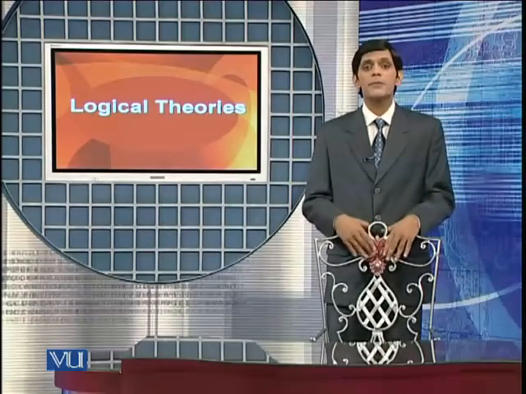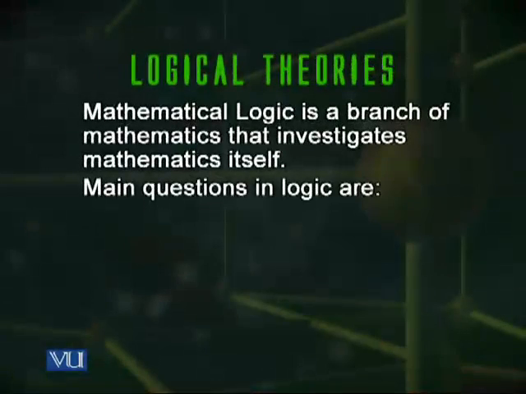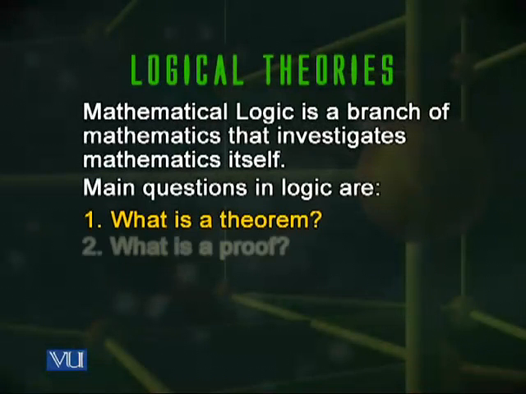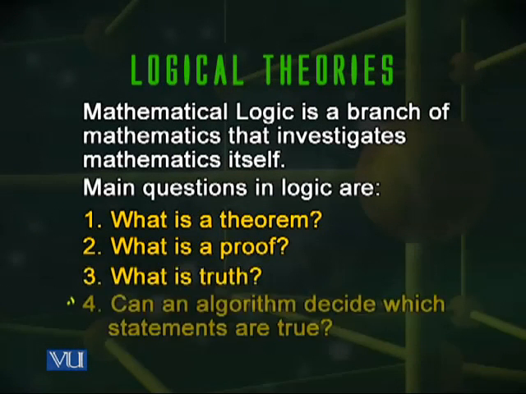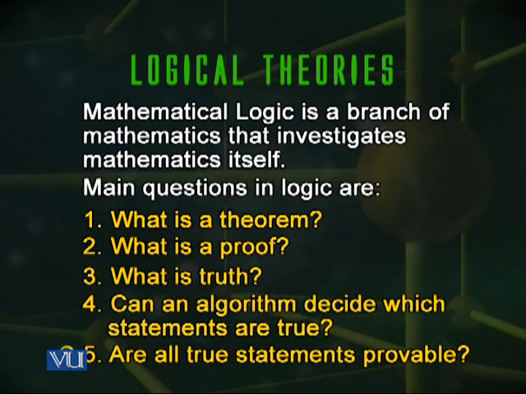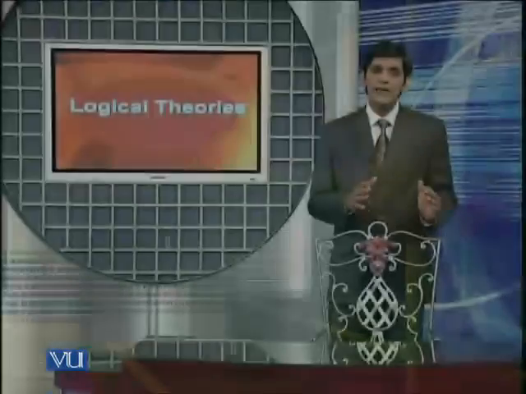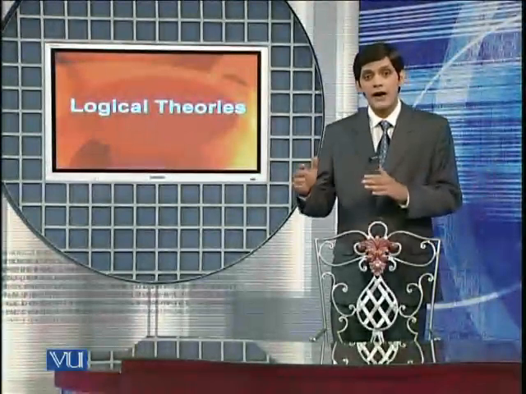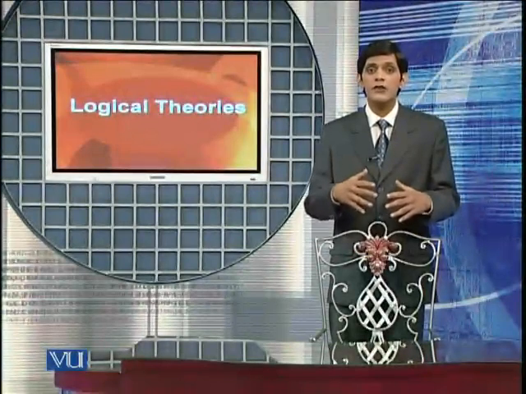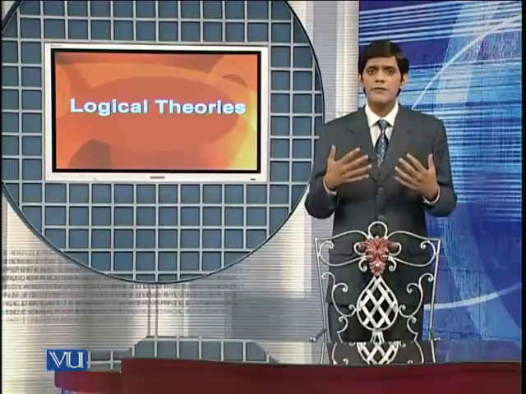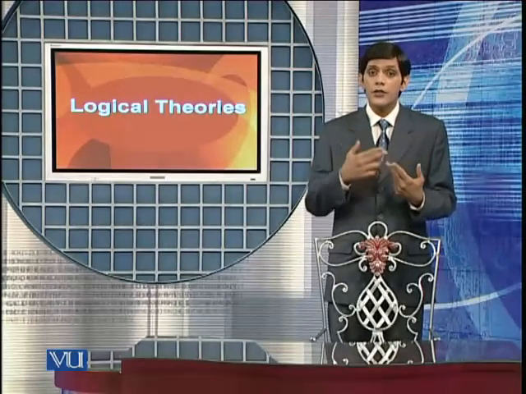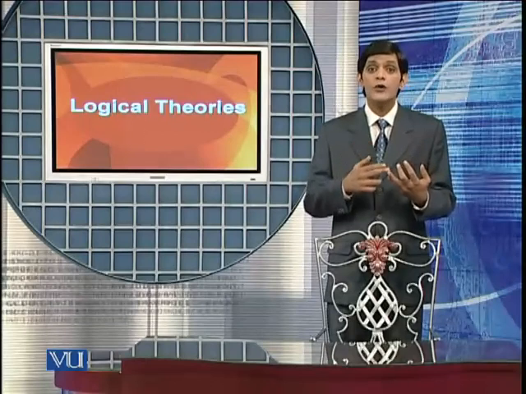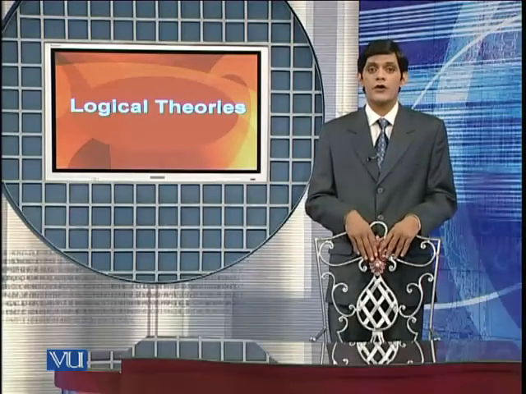Let's look at some of the questions that mathematical logic asks and tries to answer. The main questions in mathematical logic are: what is a theorem? What is a proof? What is truth? Can an algorithm decide which statements are true? Are all true statements provable? So as you can see, mathematical logic is not studying numbers or groups or other kinds of structures or graphs or Turing machines. Mathematical logic is actually studying the concepts that are very central to mathematics itself. Theorems, proofs. How do we decide whether something is true or not?